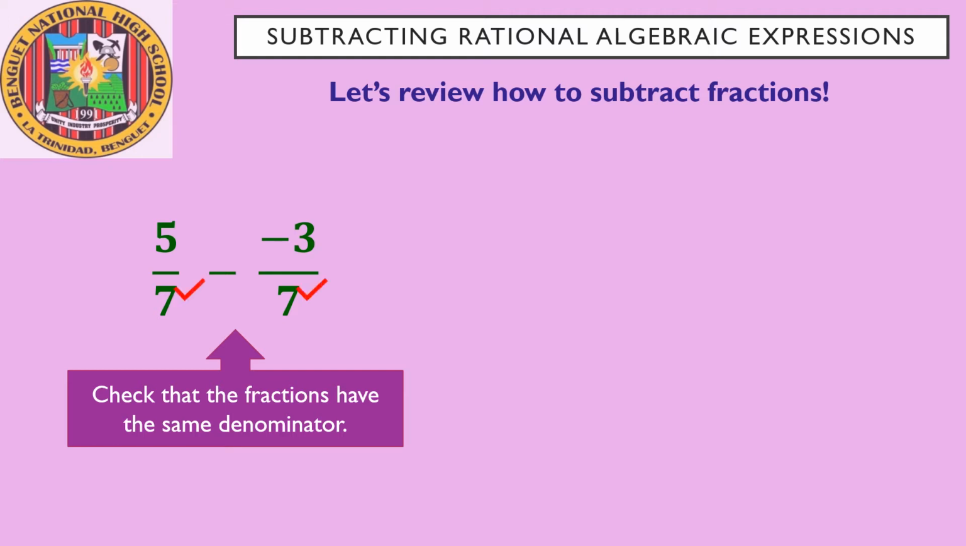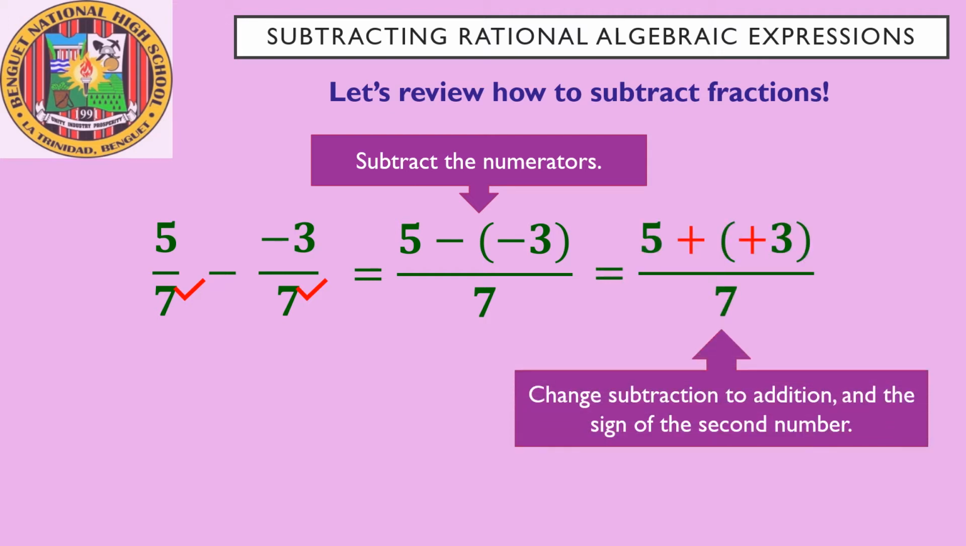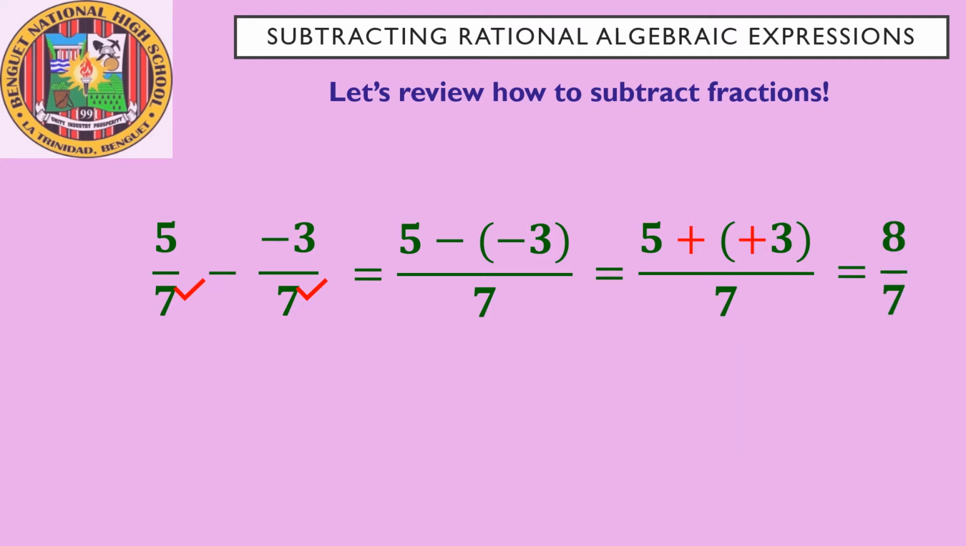So we proceed to the next step, which is to subtract the numerators. Always remember the rules in subtracting integers when you subtract the numerator. First, we change subtraction to addition. Then we change the sign of the second number to its opposite. Therefore, in our example, you are going to add 5 to positive 3 and get 8 over 7 as a result. Take note of this process as we discuss how to subtract rational algebraic expressions.